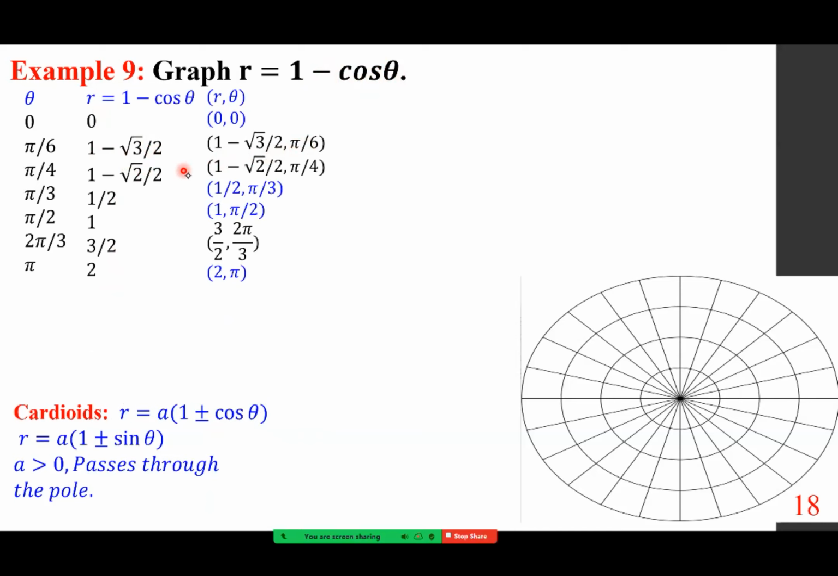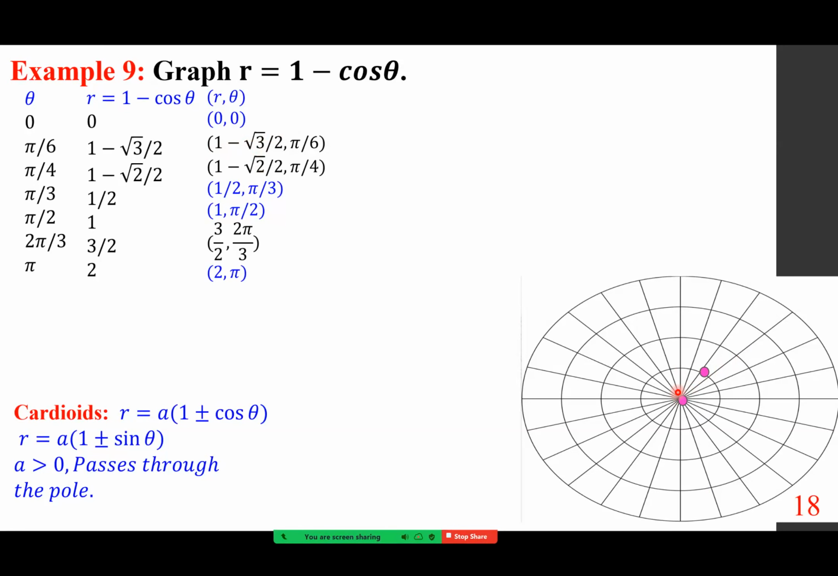So let's plot a few of them, easy ones. For example, 0, 0. Square root of 3 is about 1.71. You have to divide by 2, subtract it from 1. Square root of 2 is about 1.41. So divide by 2, subtract it from 1. We want something easy. For example, 1 half and pi over 3. So you go by pi over 3 and 1 half.